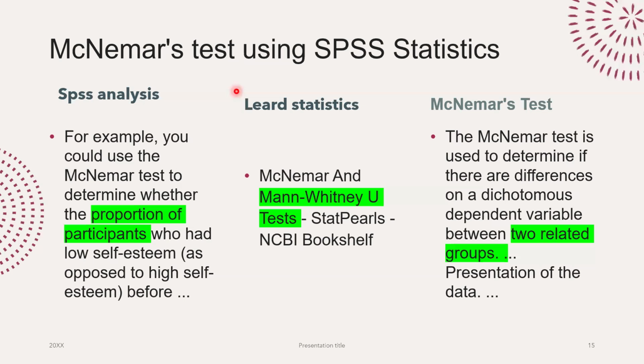Now, McNemar's test using SPSS statistics, SPSS analysis, for example, you could use McNemar's test to determine whether the proportion of participants who had low self-esteem as opposed to high self-esteem changed before and after introduction of the treatment. McNemar and Mann-Whitney tests are used, and it's stated in the StatPearls and NCBI Bookshelf. For more reference, McNemar's test is used to determine if there are differences on a dichotomous dependent variable between two related groups, and how are we going to present the data therein.